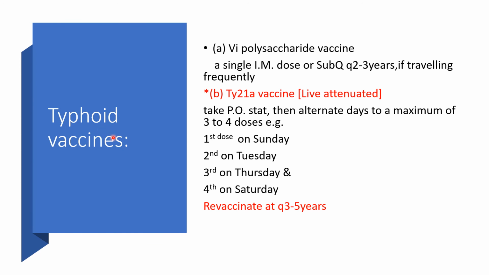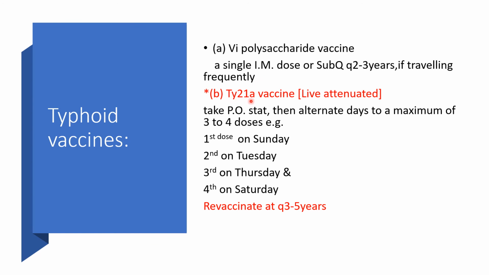Now, the typhoid vaccines, and let's look at them individually. The Vi polysaccharide vaccine is a single IM dose or subcutaneous dose every 2 to 3 years if you're traveling so frequently to the endemic zones.